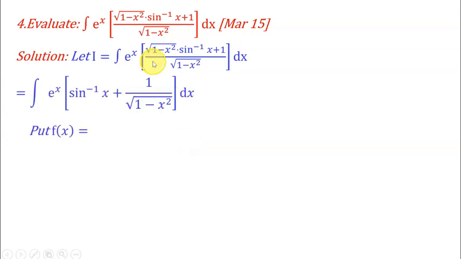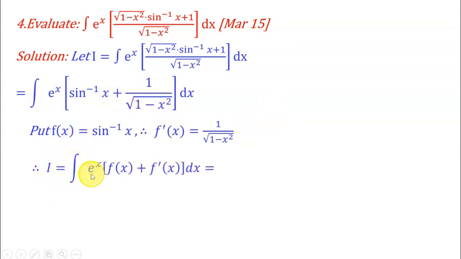Now split this up. Integral e raised to x, the root of 1 minus x square upon root of 1 minus x square gets cancelled. You will get sine inverse of x plus 1 upon root of 1 minus x square. If we substitute sine inverse of x as f of x, its derivative is 1 upon root of 1 minus x square. Therefore, it is of the form integral e raised to x in bracket f of x plus f dash of x. Therefore, I is equal to integral e raised to x in bracket f of x plus f dash of x.